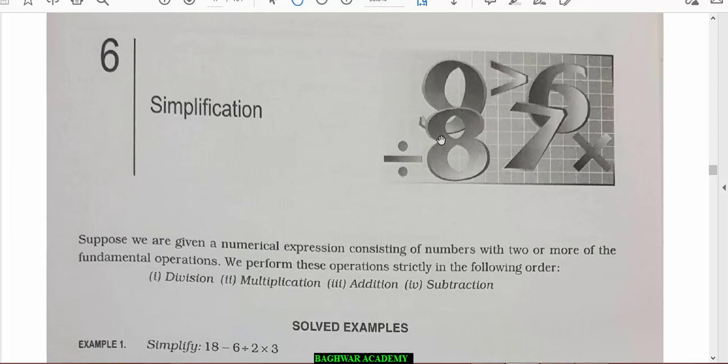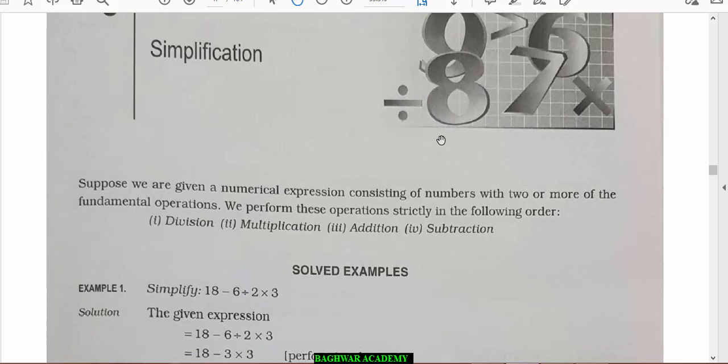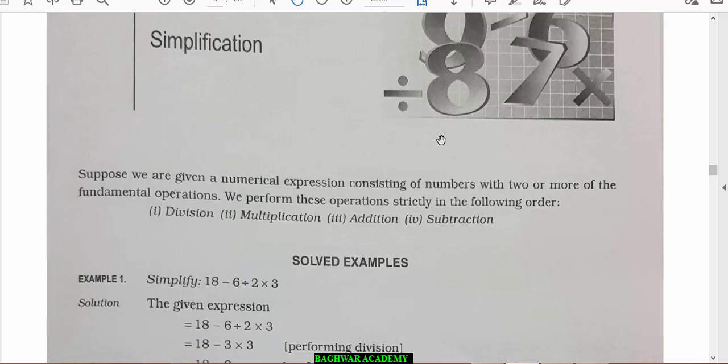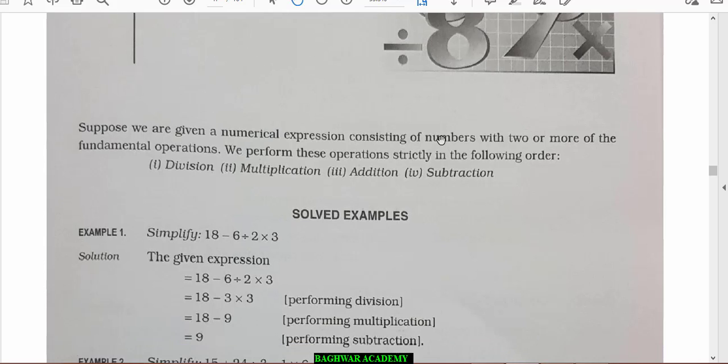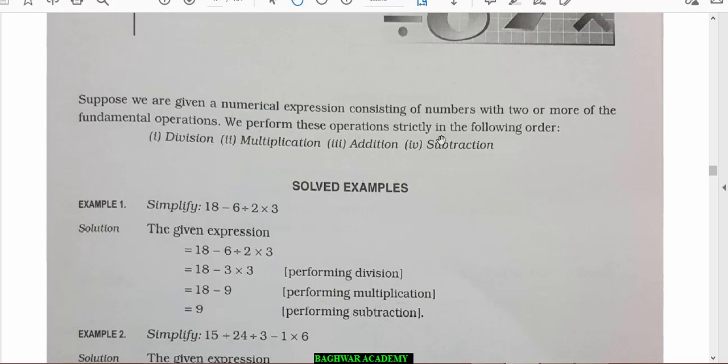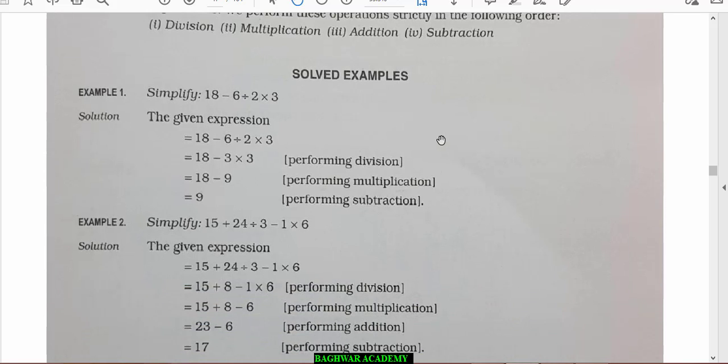Here you see simplification, chapter 6. Suppose we are given a numerical expression consisting of numbers with two or more of the fundamental operations. We perform these operations strictly in the following order: division, multiplication, addition, and subtraction. Now here you see some examples have been given.